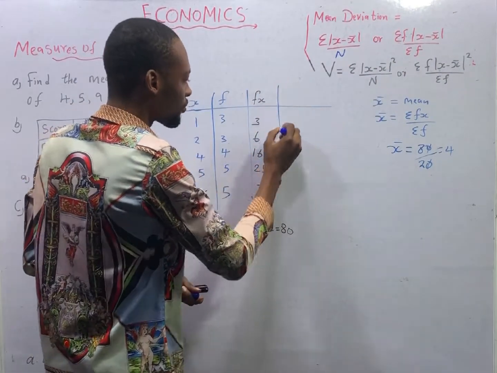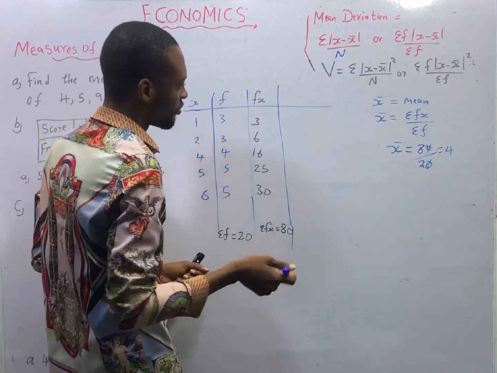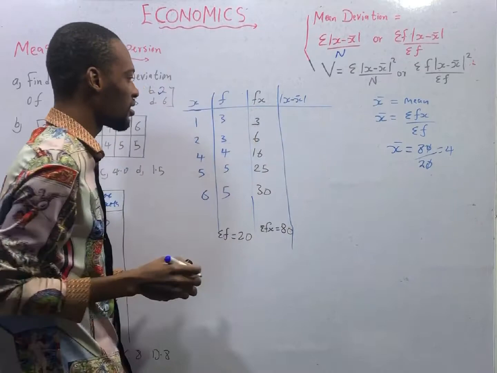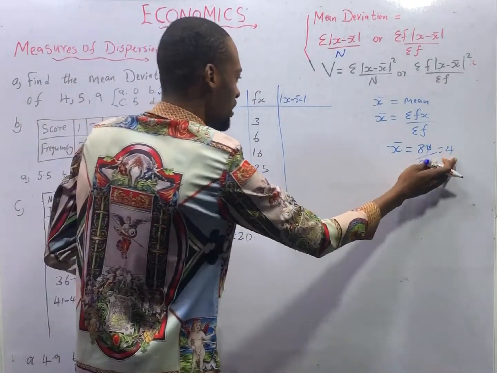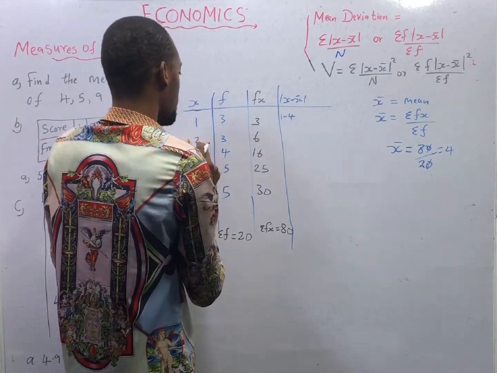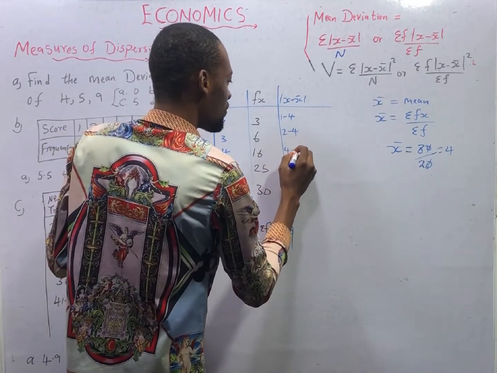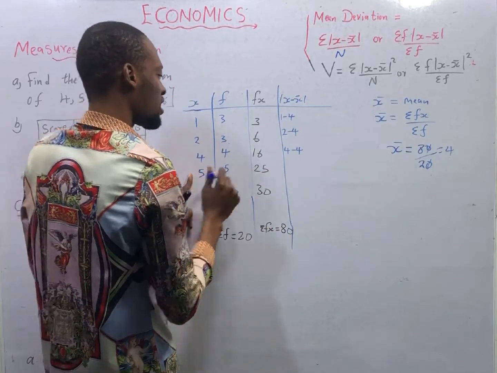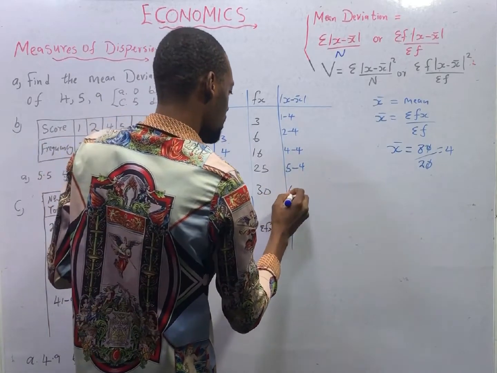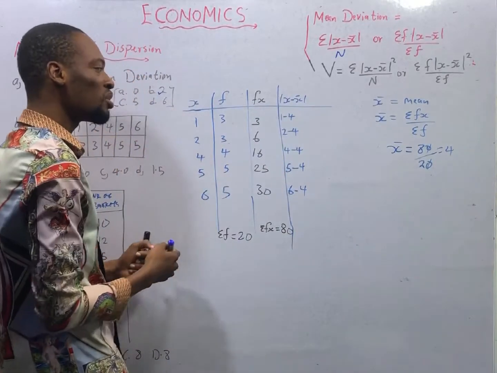So draw a new table like this. Then write S minus S bar like this. So this is S and 4 is S bar. Here, S minus S bar is 1 minus 4. Here, S is 2. S minus S bar is 2 minus 4. Here, 4 minus 4 is S minus S bar. Here is S, 5, S bar, 4. Here is S, 6 minus S bar, 4. Remember, absolute value. We don't do minus here.